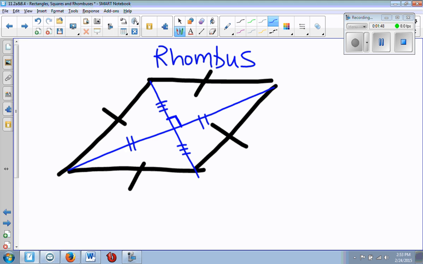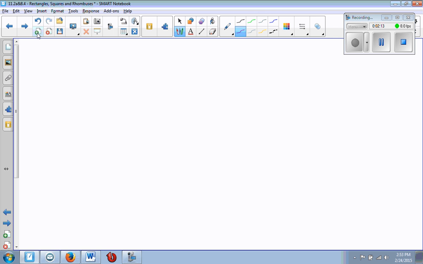The diagonals of a rhombus also bisect the opposite angles. So those two angles and those two angles are congruent to each other, along with these two angles and these two angles are congruent to each other. So a lot of different things happen in a rhombus that don't necessarily happen in a parallelogram. Same thing can be said about a rectangle.